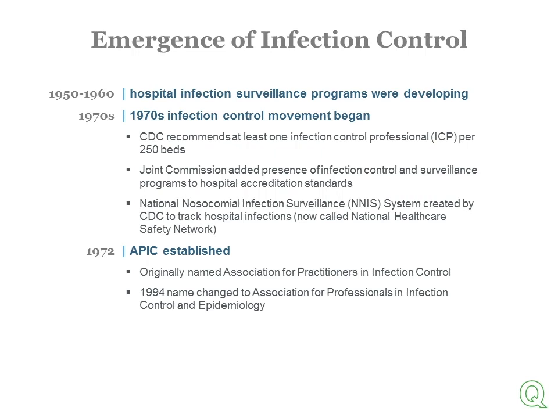In 1972, APIC was established by a group of innovative nurses who were joining forces to organize an approach to prevent hospital-acquired infections. Originally named the Association for Practitioners in Infection Control, the name later changed to Association for Professionals in Infection Control and Epidemiology, and it is now a multidisciplinary group of professionals.